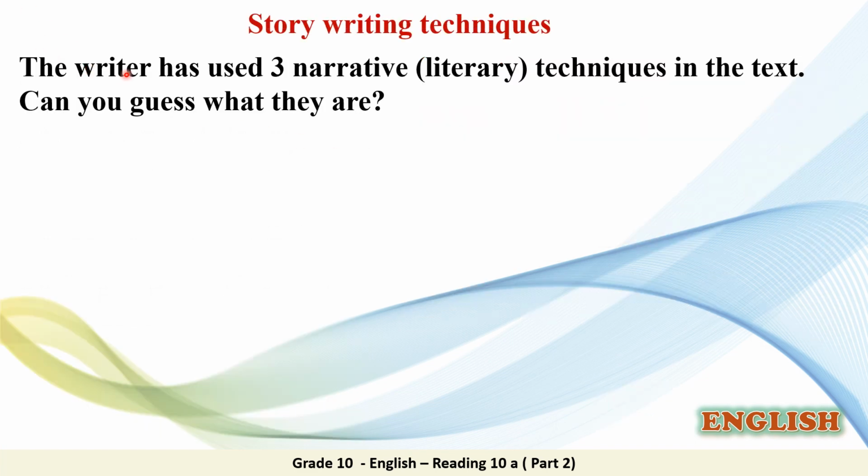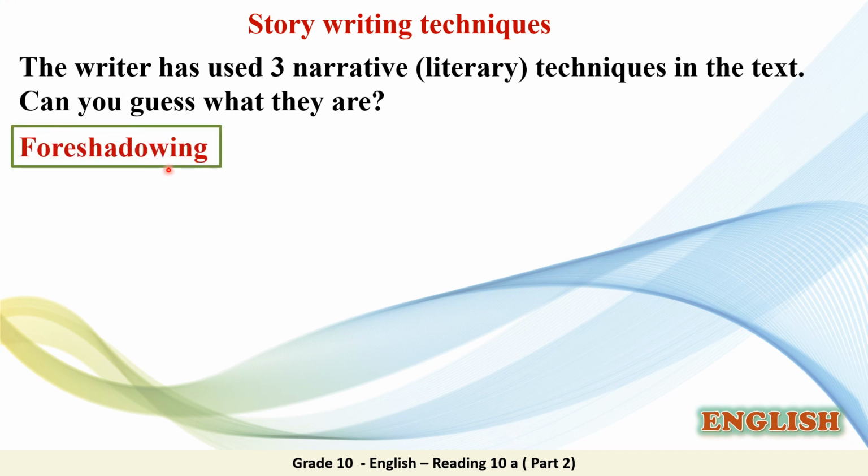Now let's find out more about the story writing techniques used in the text. The writer has used the 3 narrative literary techniques in the text. Can you guess what they are? Pause the video for a while. Look quickly at the text, try to find the answer. Now let's find out together. The first technique is called foreshadowing.